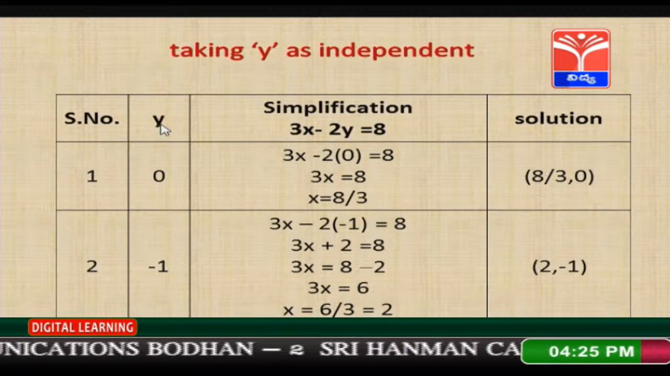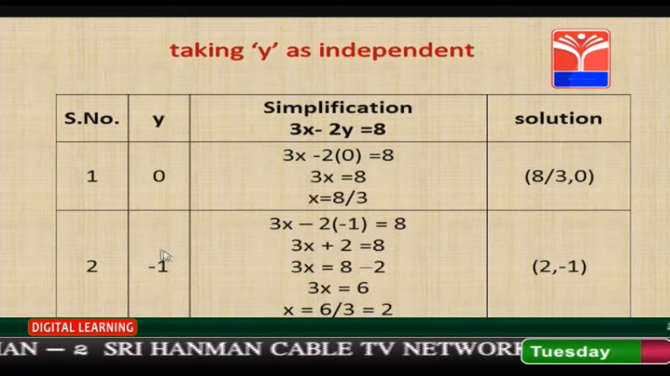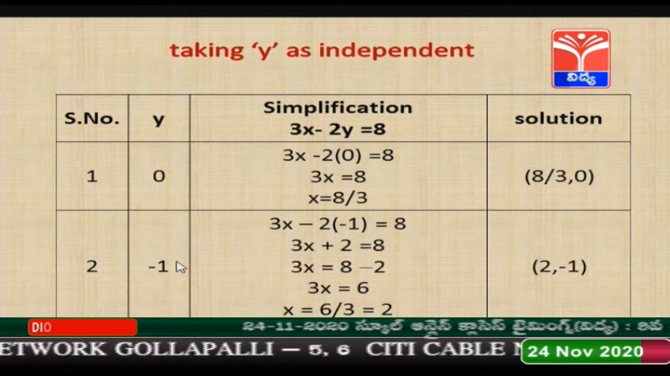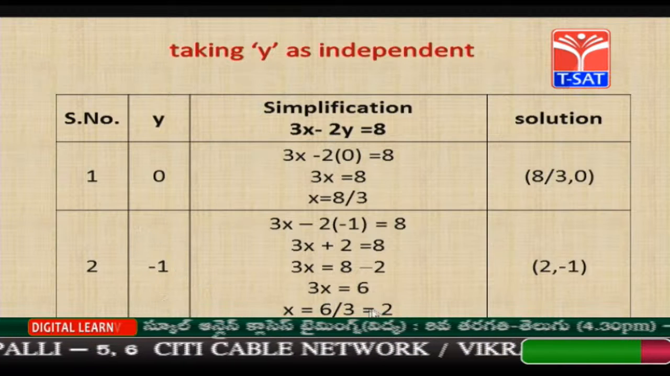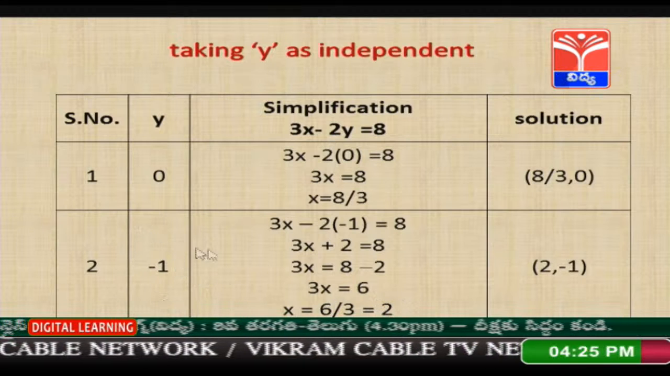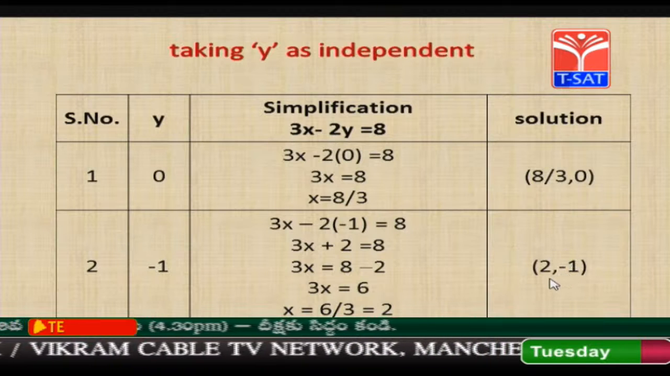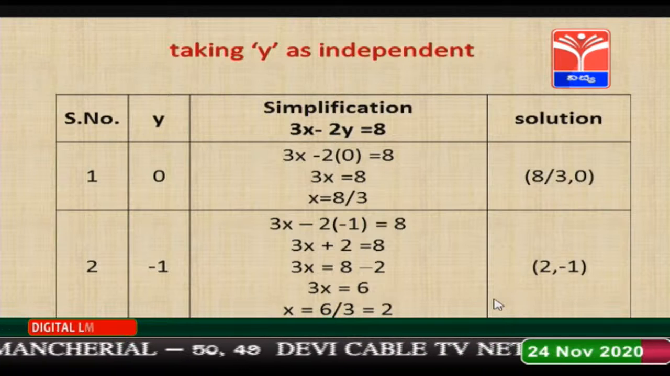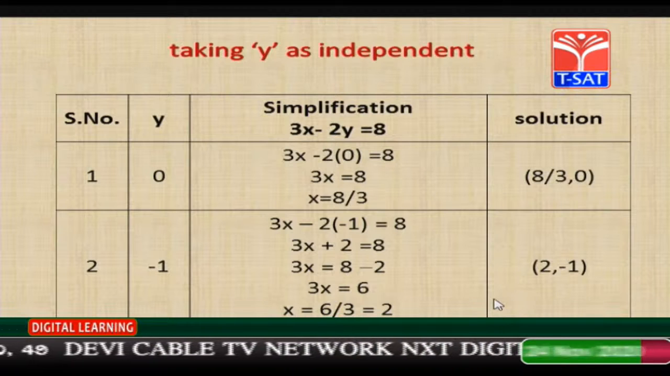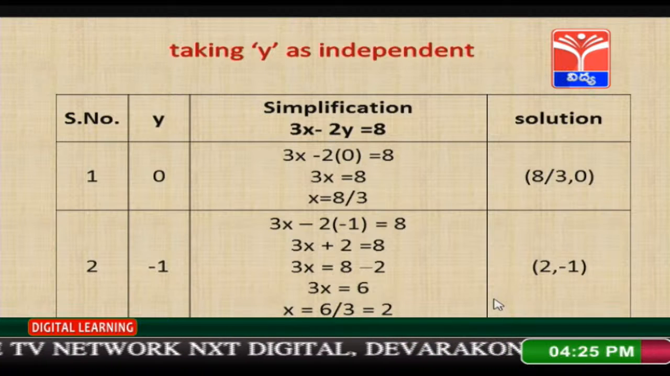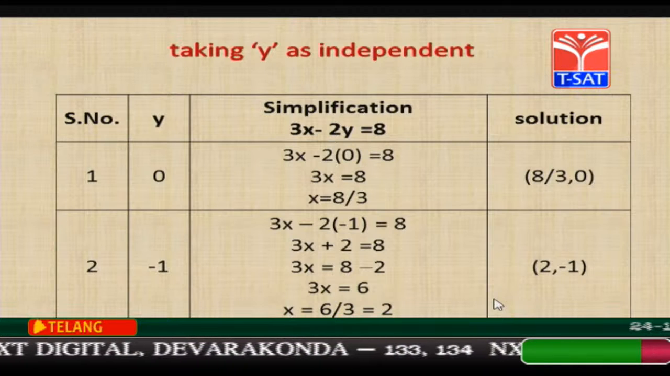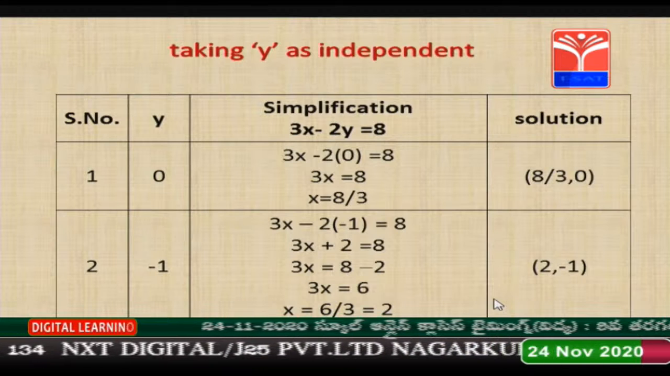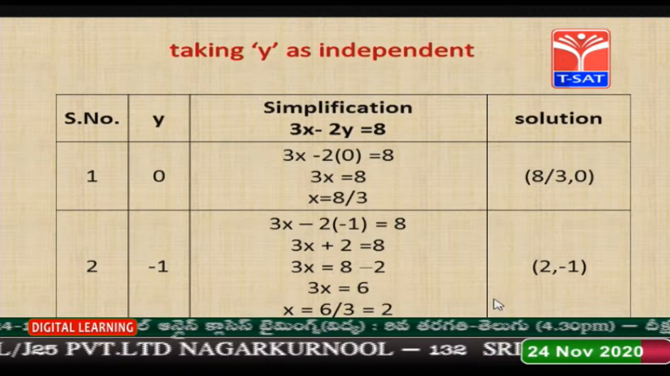Now, I will be coming to the y value, I have taken it as minus 1. If I take y is equal to minus 1, what happens? So, when you have taken y value as minus 1, you got x value as 2. So, what you got here? Your solution set is (2, minus 1). Children, you have observed that when we have taken x as the independent, the y value is depending on x. When we have taken y as independent, the x value is depending on y. Are you clear, children? So, the choice is yours.